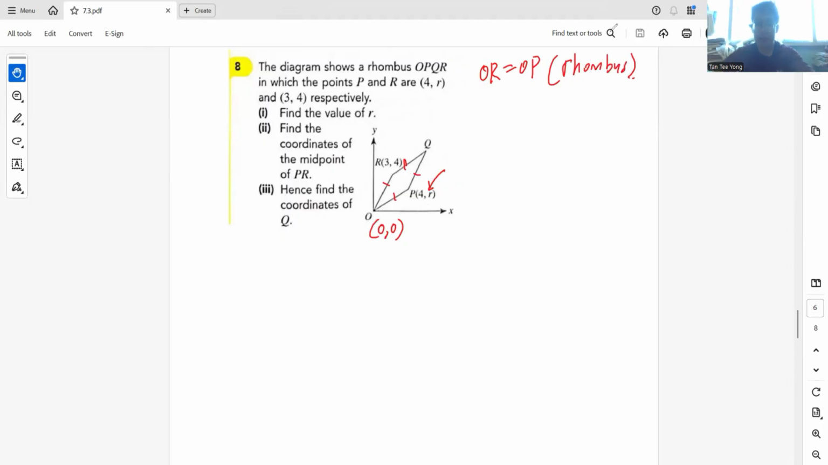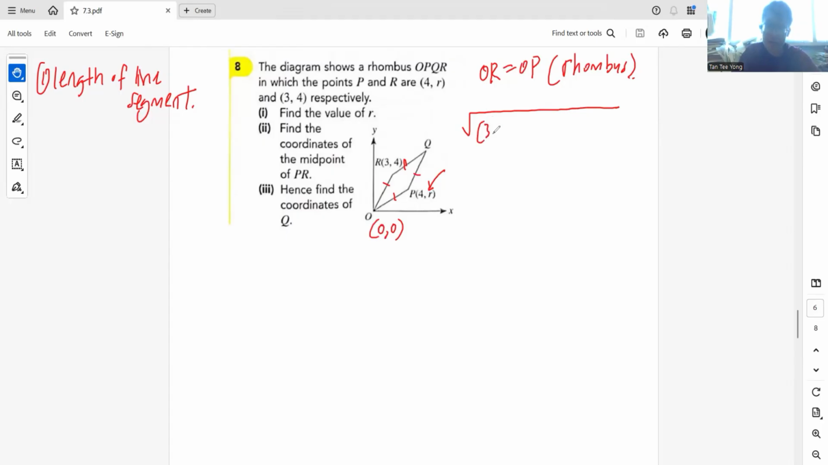Okay, it's part of the rhombus property, right? So knowing this, we can create an equation using the length of a line segment. Okay, so number 1, length of line segment. That means we're going to find the length of OR and then equate it to the length of OP. So square root, right, for OR first.